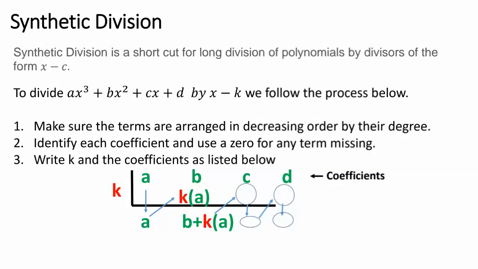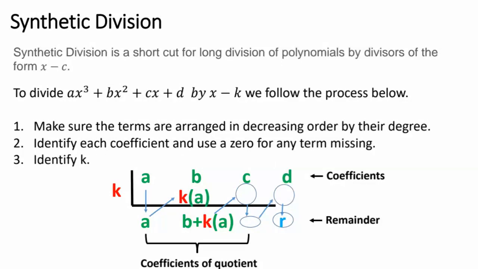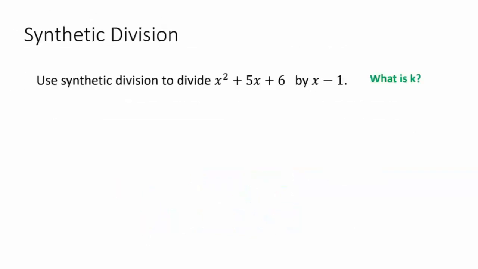Let me give you an example with real numbers, that way it's easier to work with. The last number you get is your remainder, and the numbers before that are your quotient. So let's go ahead and do an example.